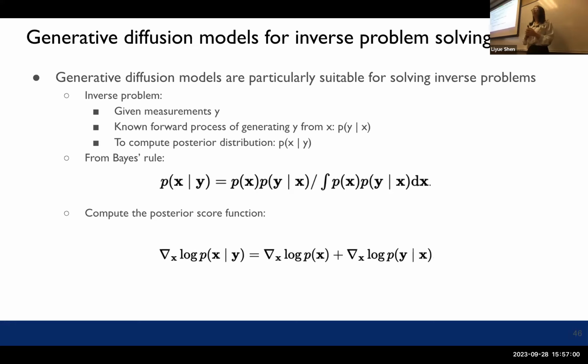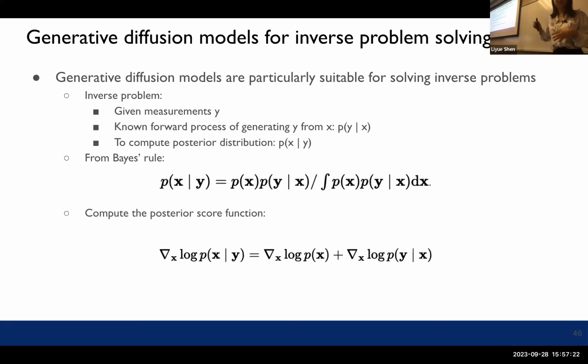This is what people have already been doing with unconditional data generation. But we also find that generative diffusion models are pretty suitable for inverse problem solving. Why is that? As we mentioned earlier, we have this formulation with the measurements, which are given or observed as y.